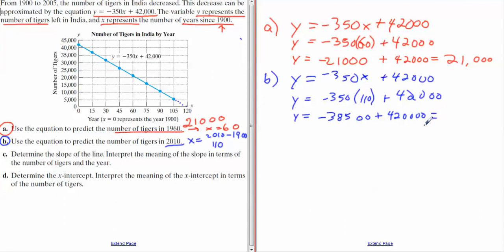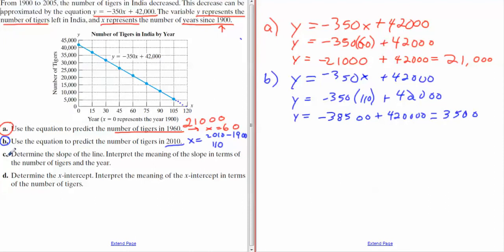Subtract, and we get 3,500. Pretty darn close to what we guessed, about 4,000. But again, there's 3,500 tigers 110 years after 1900, or in 2010. So there we can be more precise. Our guesstimate was about 4,000, but that was again a guesstimate. So let's go to question C.